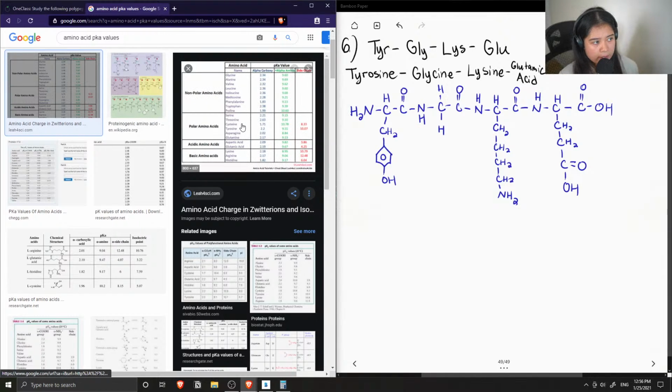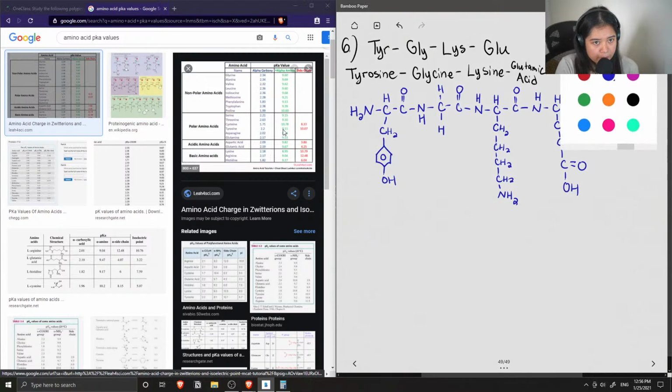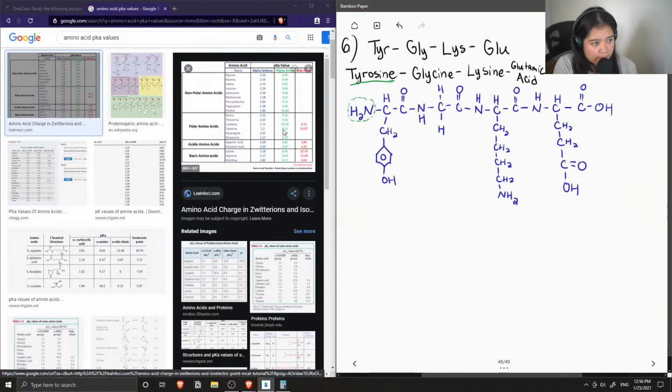Okay, so here's a nice chart that summarizes all the different pKa values of these different amino acids. And notice that they have it for all of their carboxy groups, all of their amino groups, and also for all of the side chains. So let's look at tyrosine first. Its pKa for the amino group is 9.11. Let me just highlight this in green and show that its pKa is 9.11.